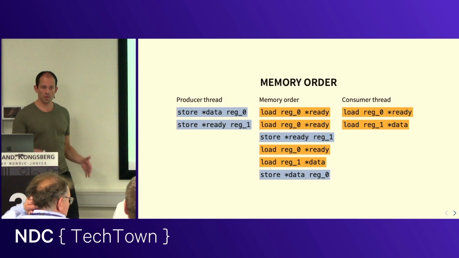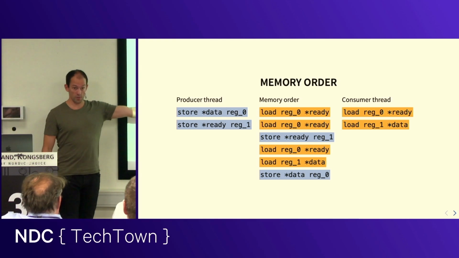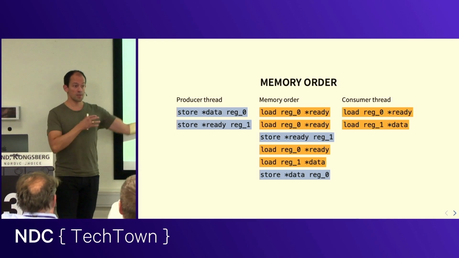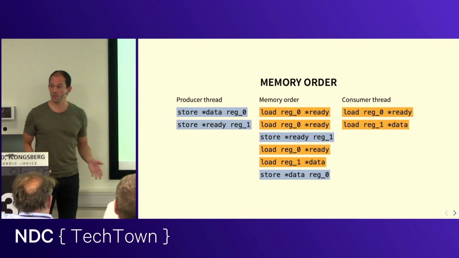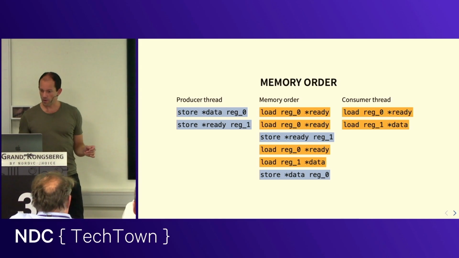And then what the memory model says is, could this happen or not? The memory model will tell you whether this is actually an allowed order of things in the imaginary global total order of things.